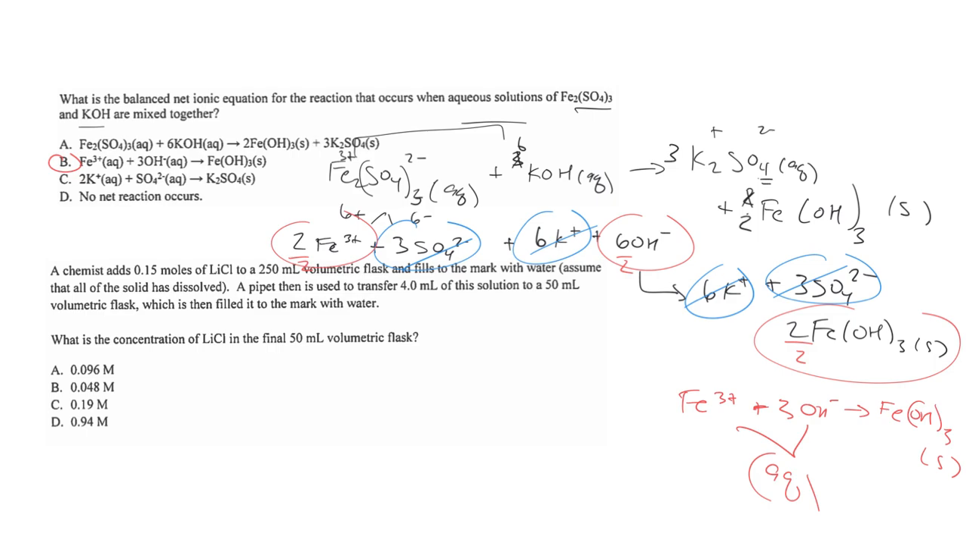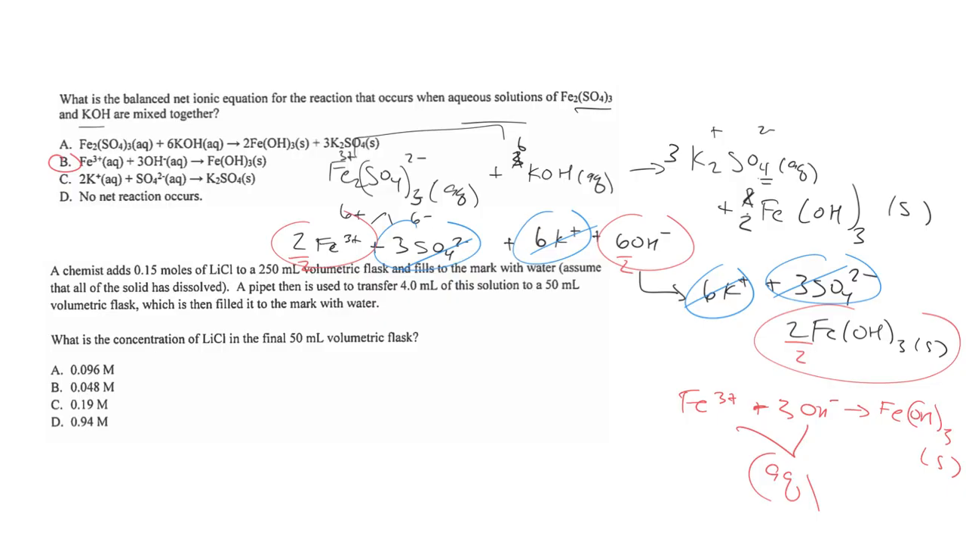Okay. Let's move on to that second question. So we have 0.15 moles of lithium chloride added to a 250 milliliter volumetric flask, and we fill with water. We're dissolving the solid to get to that 250 milliliter point. And then we have a pipette transfer 4 milliliters of that solution that we prepared to a new 50 milliliter volumetric flask. It's then filled with water and the solution's diluted.